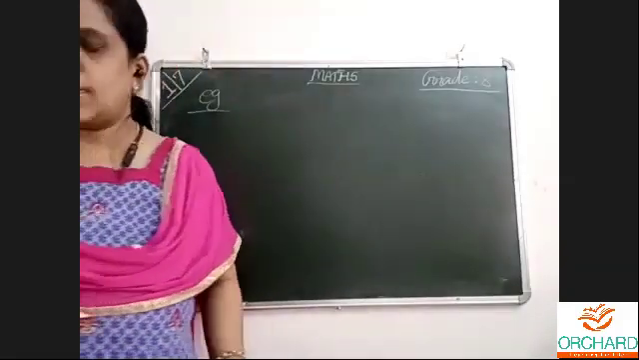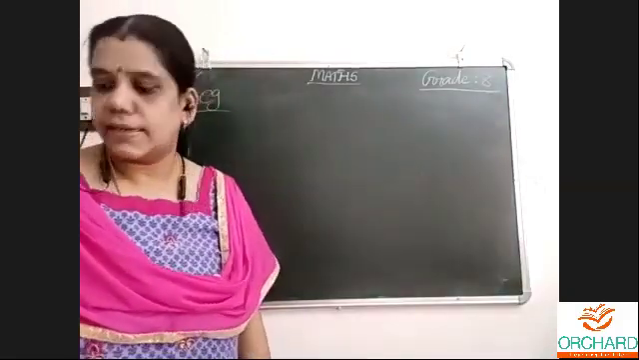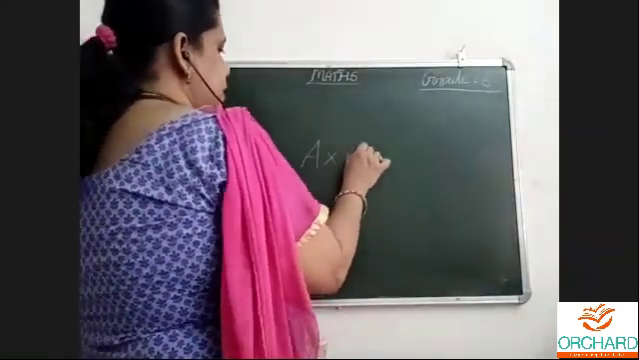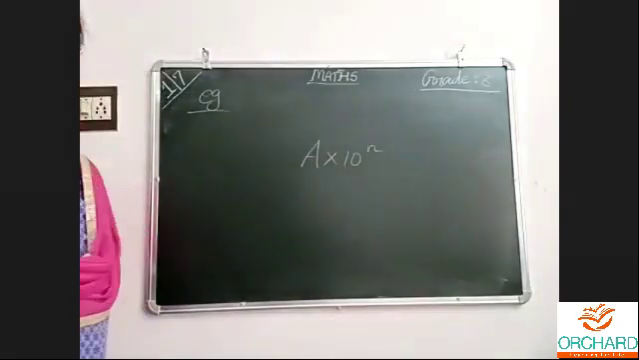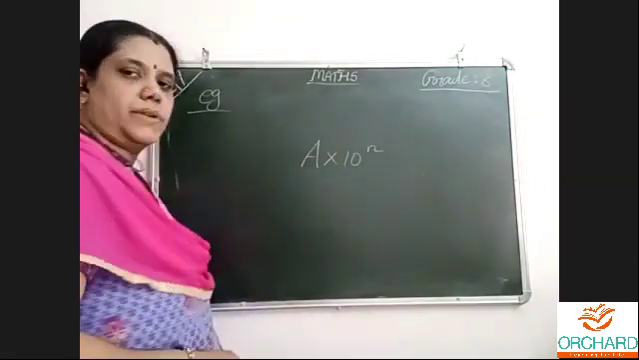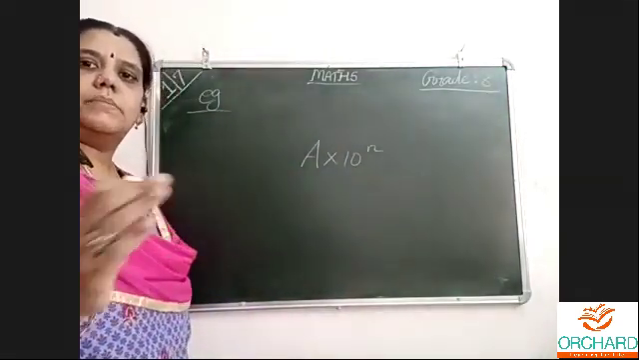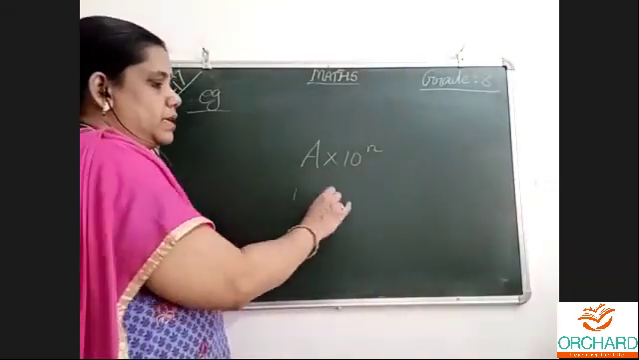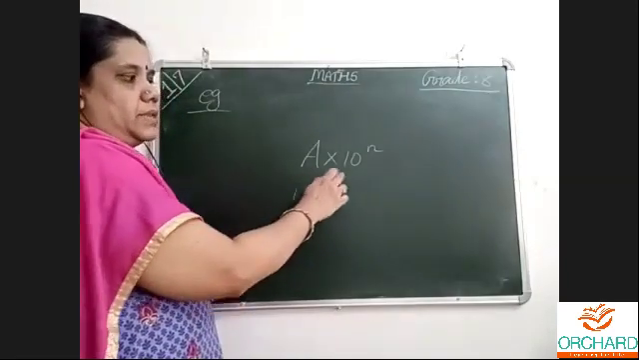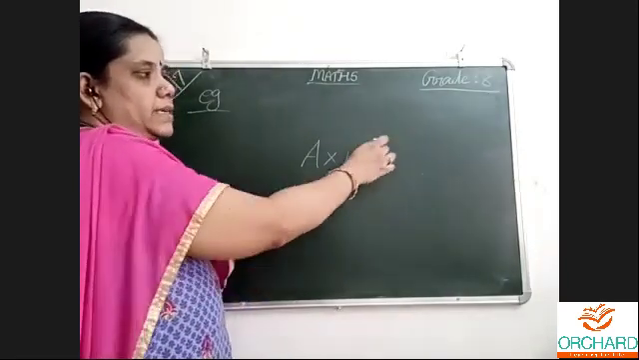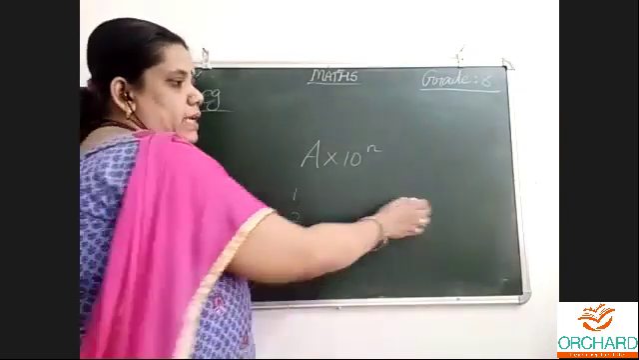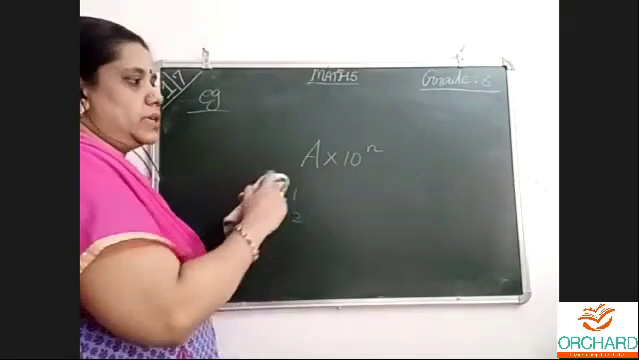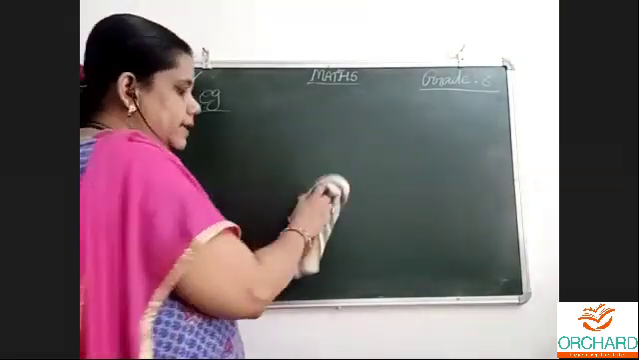Yesterday I told you about writing numbers in the standard form, right? That is a × 10 to the power of something. This a must be a number from 1 up to below 10, like 1 point something, 2 point something, 3 point something. The other part will be in 10 powers. Writing very large numbers in small form is scientific notation. This is the rule for that.